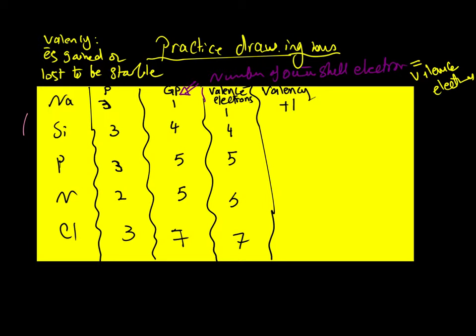Silicon in group 4 doesn't make ions normally, but if it does, it will have a valency of 4. Phosphorus in group 5 gains 3 electrons to be stable, to be 8. So the valency here is -3 because it will gain 3 electrons making a negative ion. Nitrogen in group 5 also will gain 3 electrons to make a negative ion. Chlorine in group 7 will gain 1 electron and make an ion with a charge 1-.